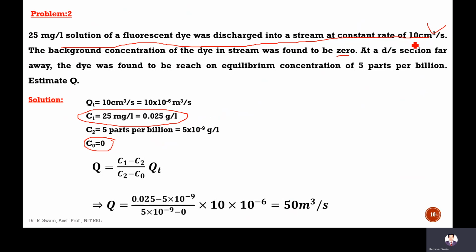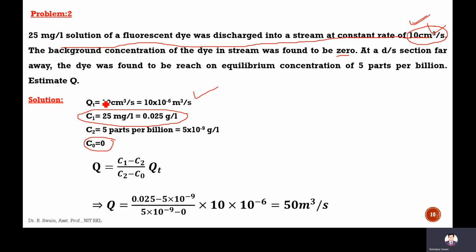The stream constant rate of 10 centimeter cube per second means the dye which is added to the stream is added at this rate after mixing with the water. The discharge is 10 cm cube per second; that is the tracer discharge. The background concentration of dye in the stream was found to be 0. At a downstream section far away, the dye was found to have reached an equilibrium concentration, meaning fully mixed.